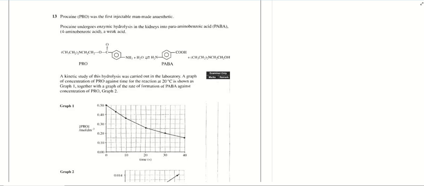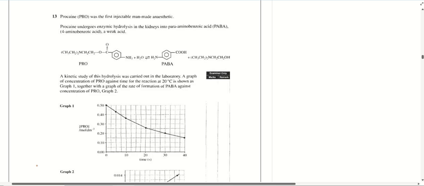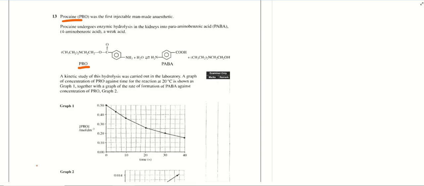So this question here was a difficult one, and it actually wasn't that tricky, but the way it was presented to students in the paper made it a little bit of a challenge. Okay, and really threw students off because it wasn't in the standard format that a rates question is. So what we've got here is a compound called procaine. Okay, it's an anesthetic essentially, and that procaine undergoes enzymic hydrolysis in the kidneys to form a thing called para-aminobenzoic acid. That's the product of the hydrolysis reaction in the kidneys.